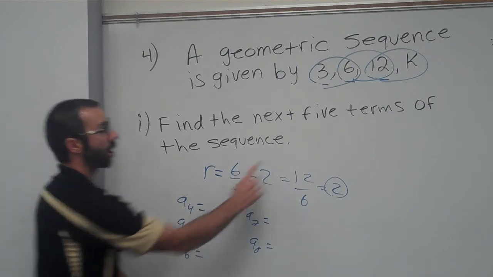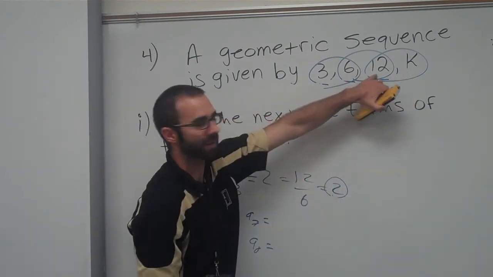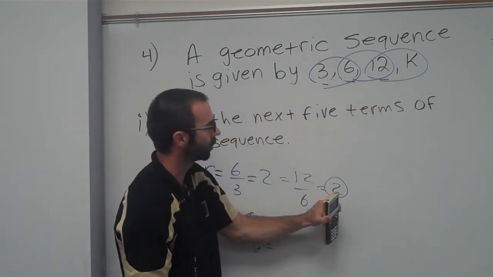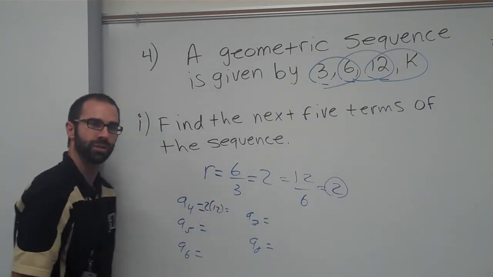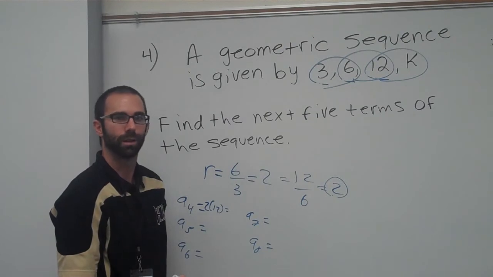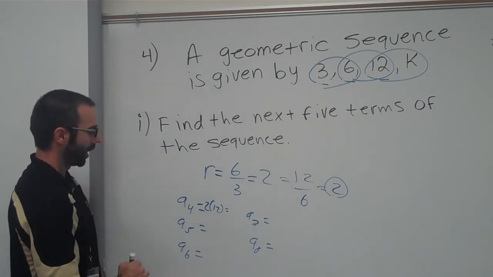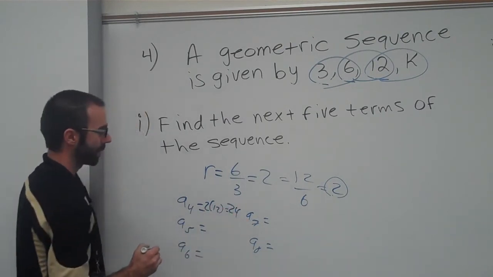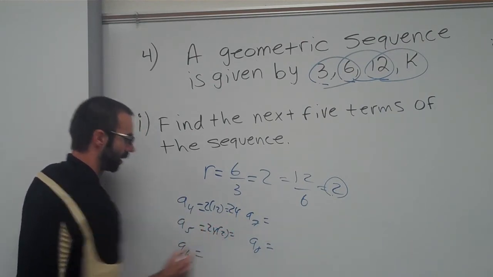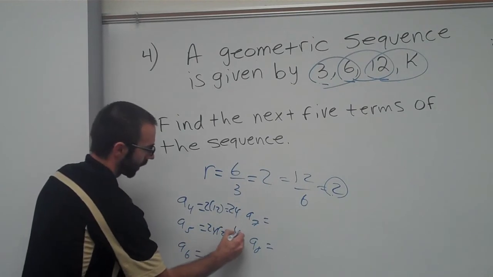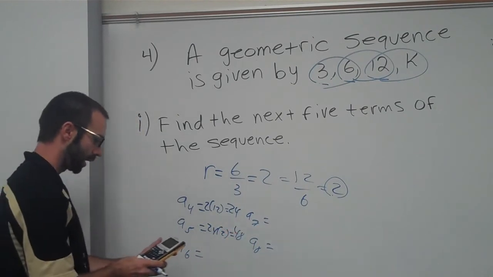To find our next term, I multiply my previous term by my r. So I'm going to multiply 2 times 12. Hopefully I have no computation errors this time, because the last one messed up big time, man. All right, here we go. We get 24, so that will be my next term. Now I take 24 and multiply that by 2, and we get 48.